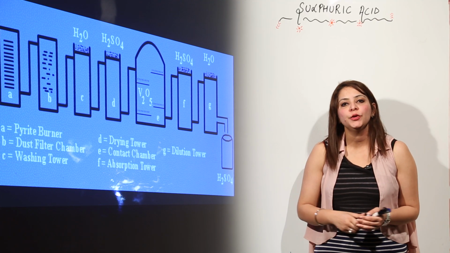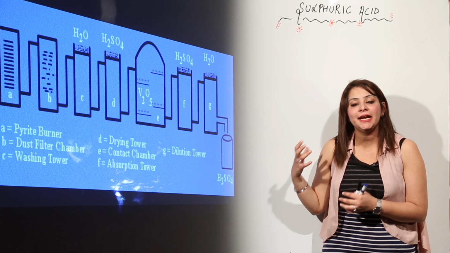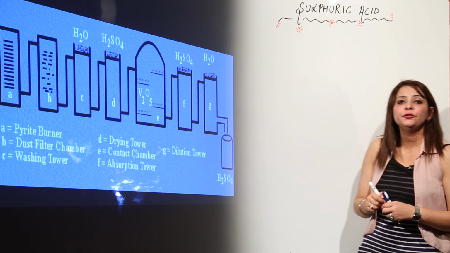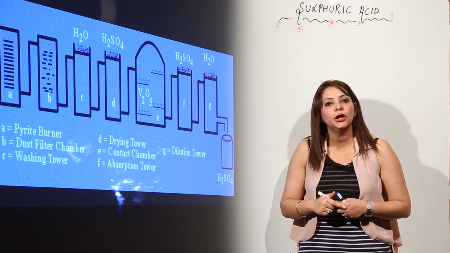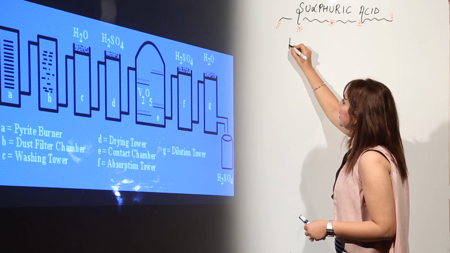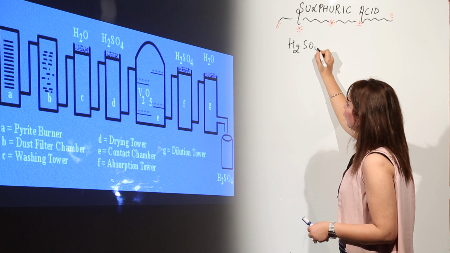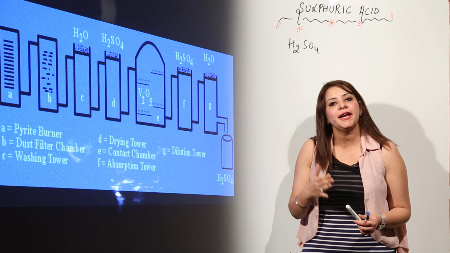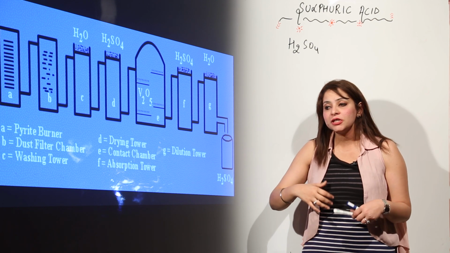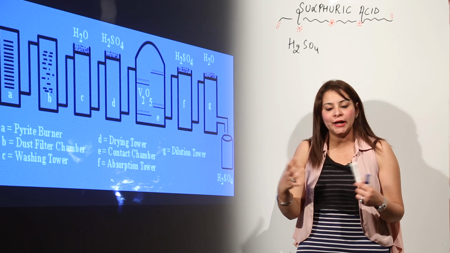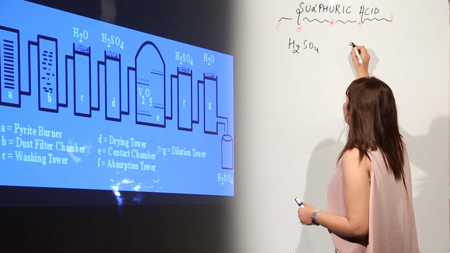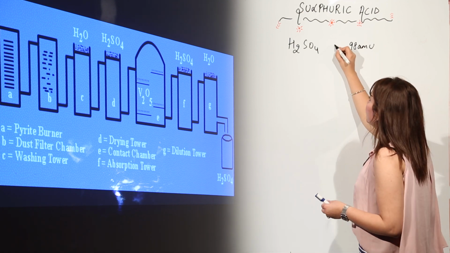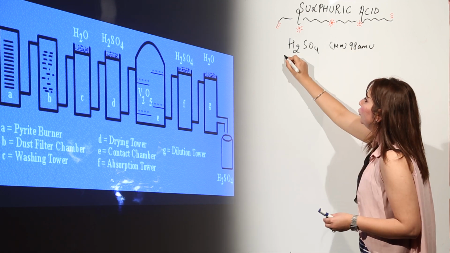We are going to start with the organic compound, that is, the detailed study of the organic compound, that is sulfuric acid. First of all, you should know the formula of sulfuric acid. It is H2SO4. Sulfuric acid is indicated by the molecular formula H2SO4, and when we calculate its molecular mass, it comes out to be 98 atomic mass unit. So that is the molecular mass of sulfuric acid.